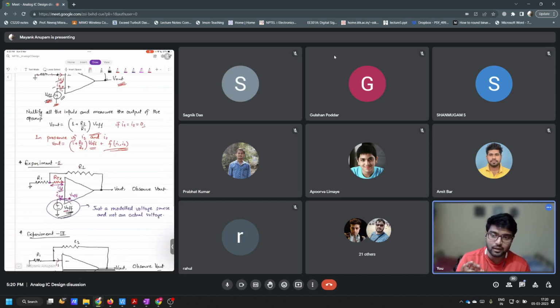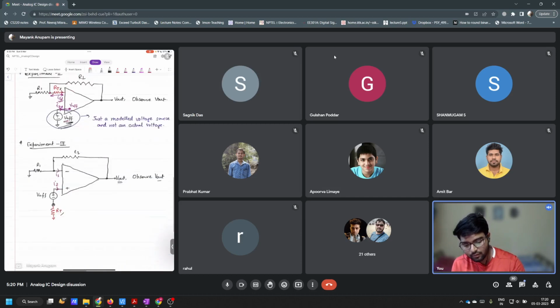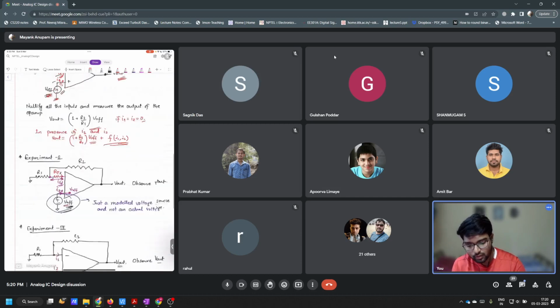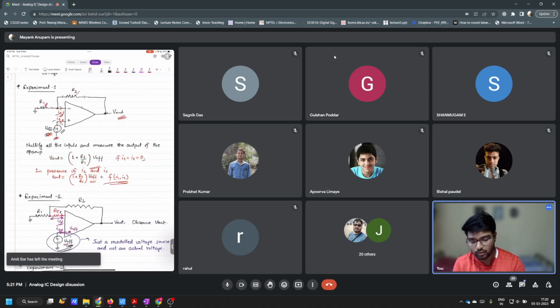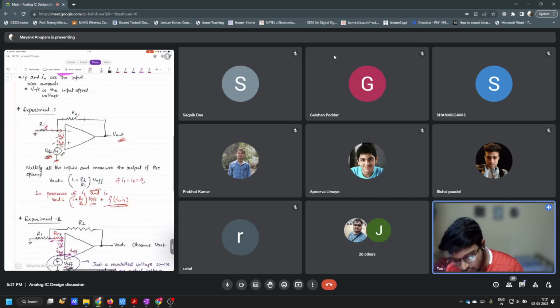But it's just that when you change the value, when you add resistors or when you modify the circuit in some manner, you are making sure that the effect of one non-ideality is different from the effect of another non-ideality in each and every experiment, so that you have got three different equations overall. When you have these three different equations, you can solve them and you will get the final value of R1, R2 and I1, I2 and V offset.